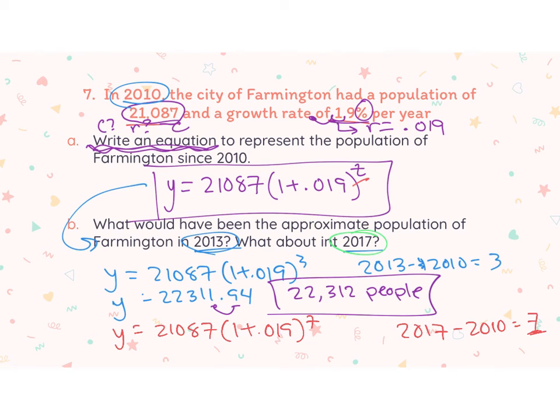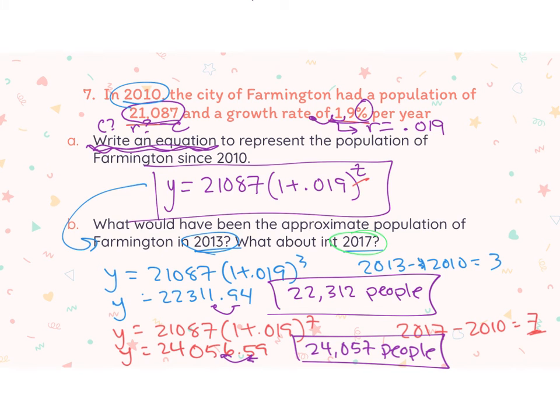Raised to the 7th, and I get 24,056.59. Once again, we're looking at people. So the 5, I'm going to round to the nearest whole person because you can't leave a partial person. So that 5 is going to tell my 6 to go up. I'm looking at 24,057 people.